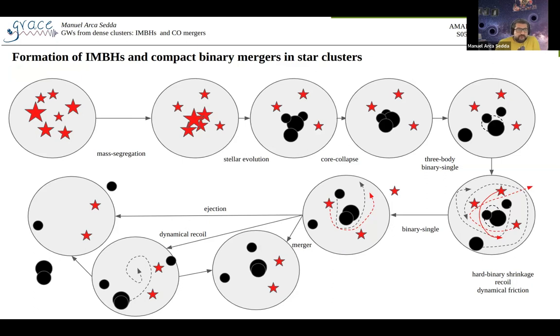These are perfect laboratories, in fact, because there you can have a combination of processes. For example, at the beginning you will have a collection of stars. The most massive ones will undergo mass segregation via dynamical friction, and they will segregate in the cluster center. The most massive will turn into black holes, and the black holes and other stars will start interacting. The star cluster density starts rising up to a peak that we call core collapse. And at this peak of density, we have the main efficiency in the formation of three-body interactions, binary-single interactions, binary-binary interactions.